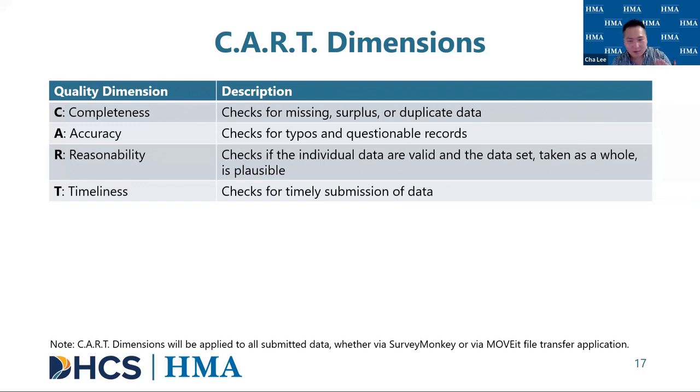Completeness. We will check for missing, surplus, and duplicate data. Accuracy. We will check for typos and questionable records. Reasonability. We will check if the individual data are valid and the data set taken as a whole is plausible. Timeliness. We will check for timely submission of the data. Again, as a note, the card dimensions will be applied to all submitted data, whether it is through SurveyMonkey or coming from the MOVEit file transfer application.